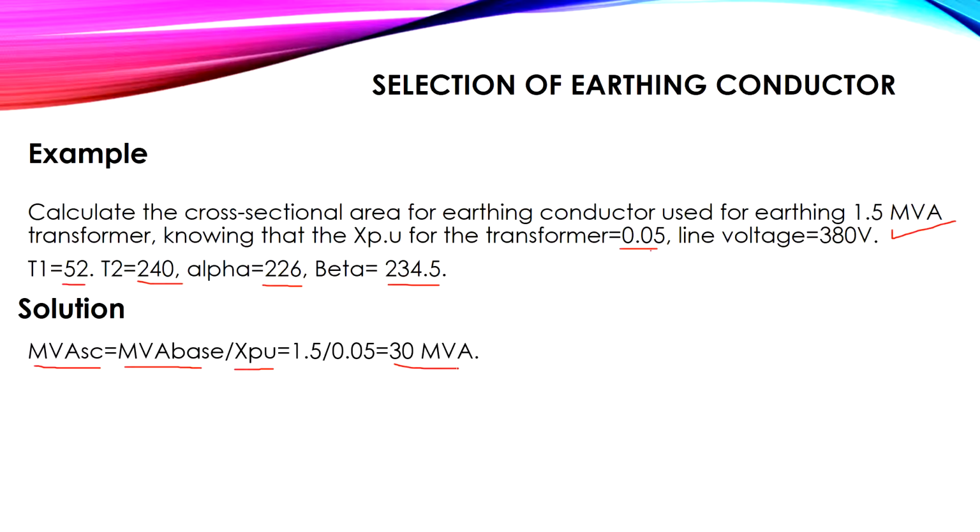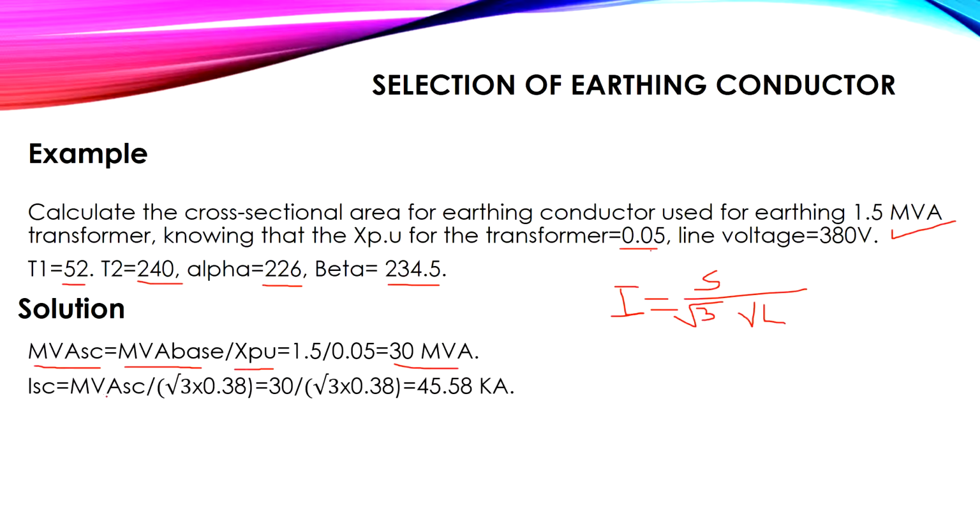Now, in order to find the current, you know that the current is equal to S over root 3 multiplied by V line, right? So the short circuit current is equal to the megavolt ampere short circuit, which is 30 megavolt ampere, over root 3 V line, in kilovolt, which is 0.38 kilovolt. Dividing both of them gives us 45.58 kiloampere as the short circuit current.